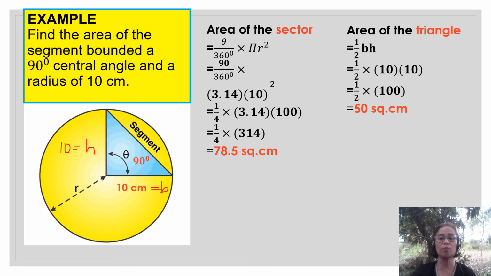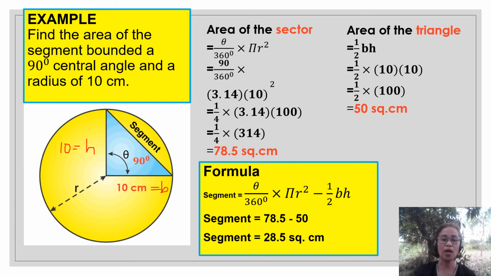So, let us now solve for the area of the given triangle. The formula is 1/2 base times the height. So, 1/2 times 10, which is the base, times the height, which is also 10. So, 10 times 10 is 100. Then get 1/2 of that. So, the area of the triangle is 50 square centimeters. Now, to find the segment, we simply subtract the area of the triangle from the area of the sector. So, the segment is 78.5 subtract 50, so we are left with 28.5 square centimeters. That is now the area of the segment.